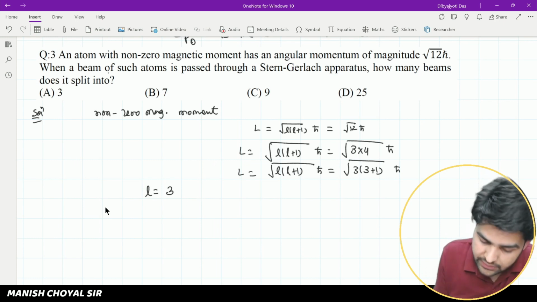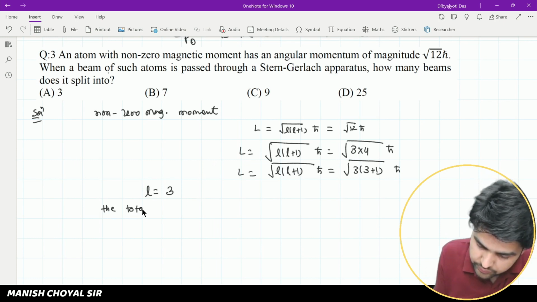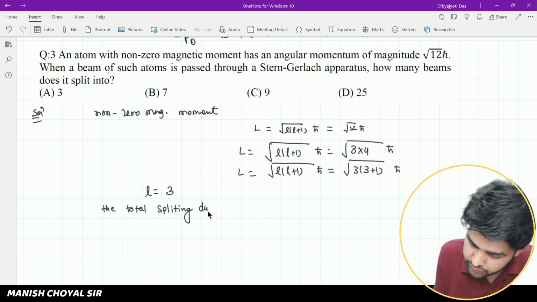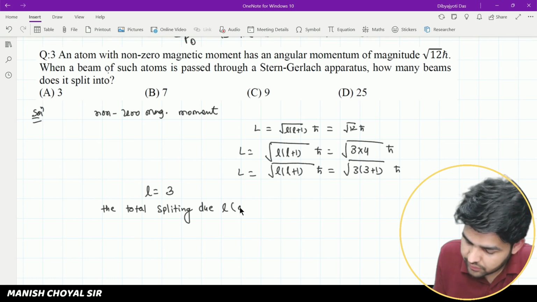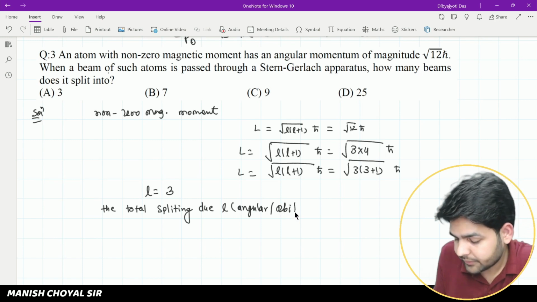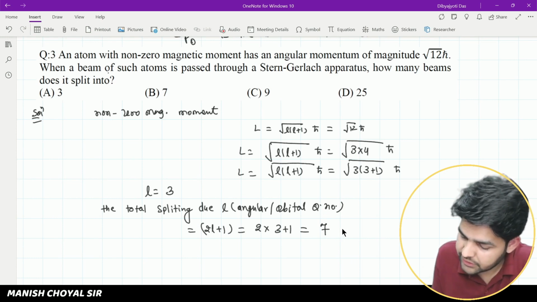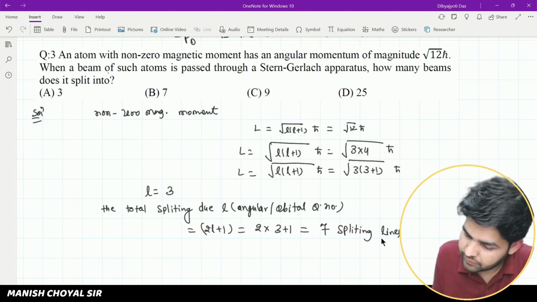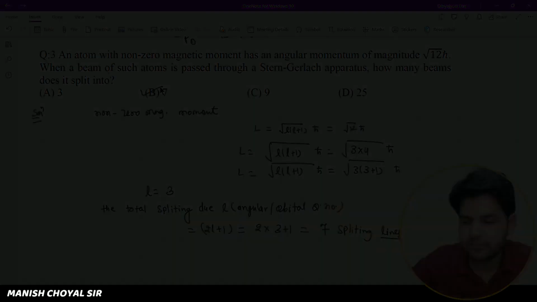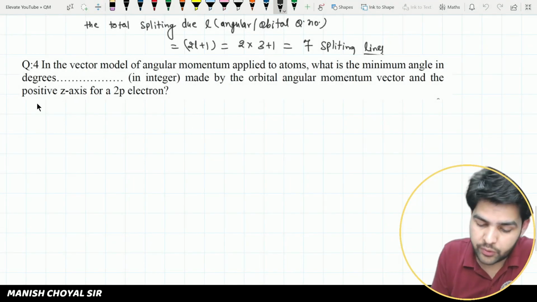So now the total splitting due to L, which is the orbital angular quantum number, is 2l plus 1, which is 2 into 3 plus 1, which is 7 splitting lines. So option B is correct. So now move to question number 4.